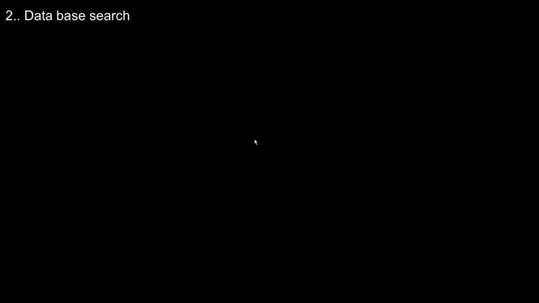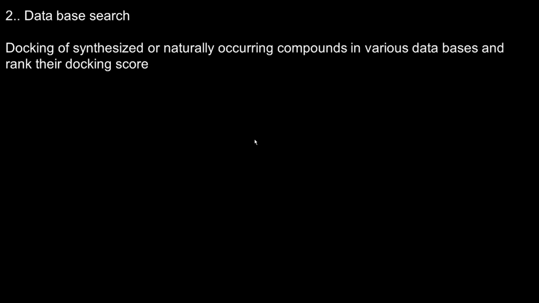This involves docking of synthesized or naturally occurring compounds in various databases and ranking their docking scores. This is what we generally follow. We select a large number of molecules based on, say, Lipinski's rule or other rules, and then start docking them and rank them based on their docking scores. So it does not require any synthesis, unlike the previous analog design.